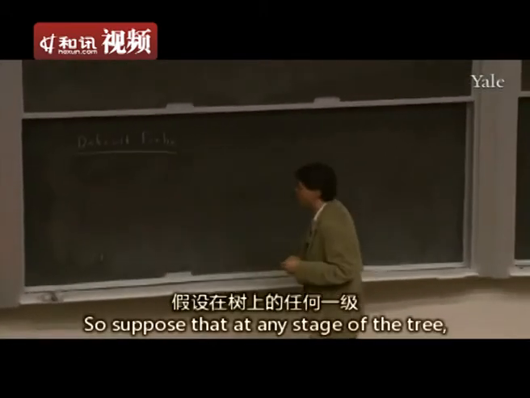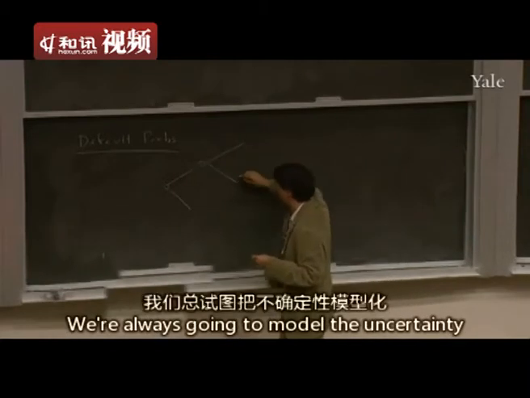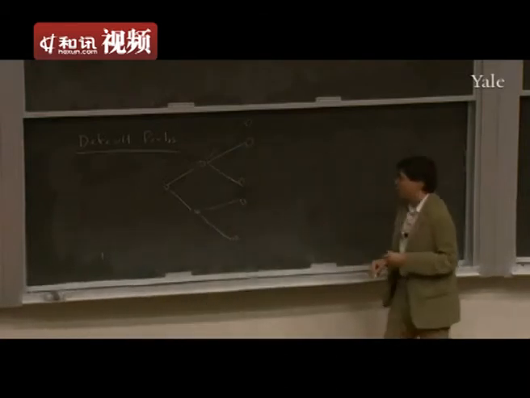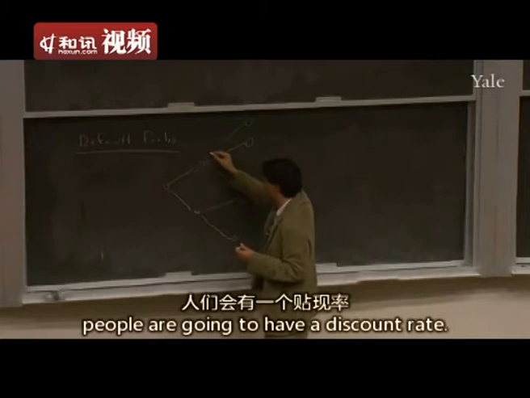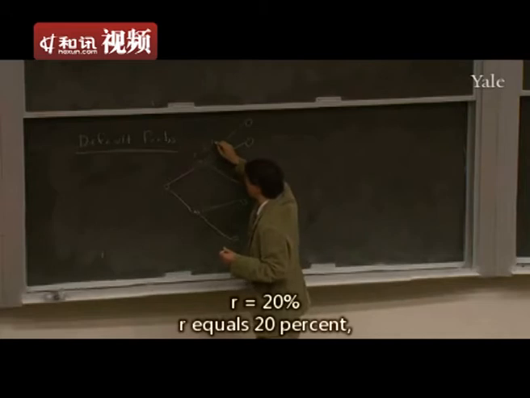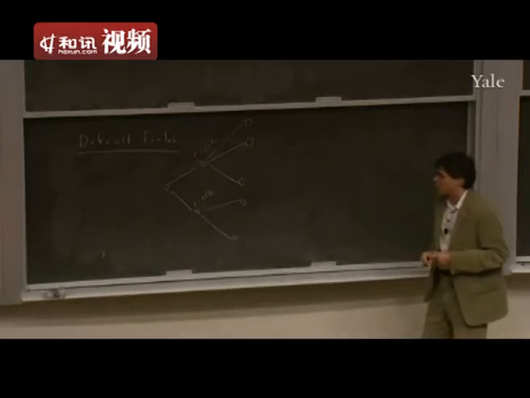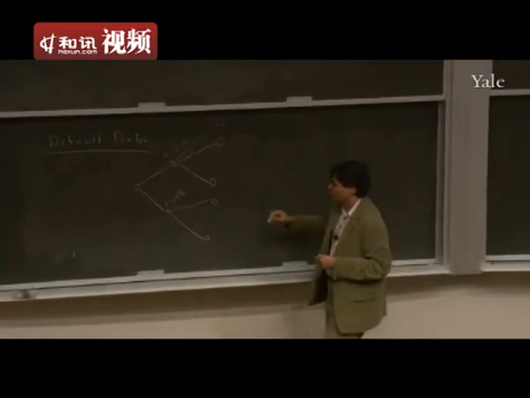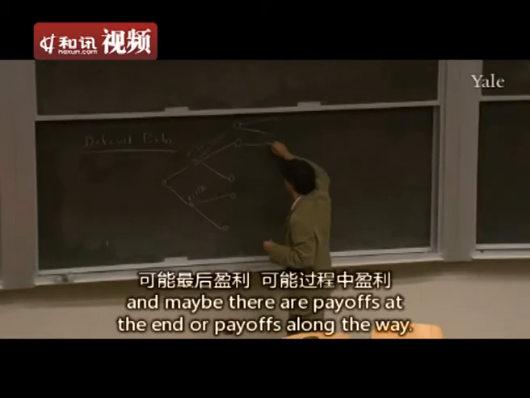So suppose that at any stage of the tree, lots of things can happen in the world. We're always going to model the uncertainty in the future by a tree with different things happening. At each of these nodes, people are going to have a discount rate. So maybe it'll be R equals 20%, and here R could equal 15%, something like that. And we want to add to this the possibility that there's default. So if we add the possibility of default, and these things keep going, maybe there are payoffs at the end or payoffs along the way.